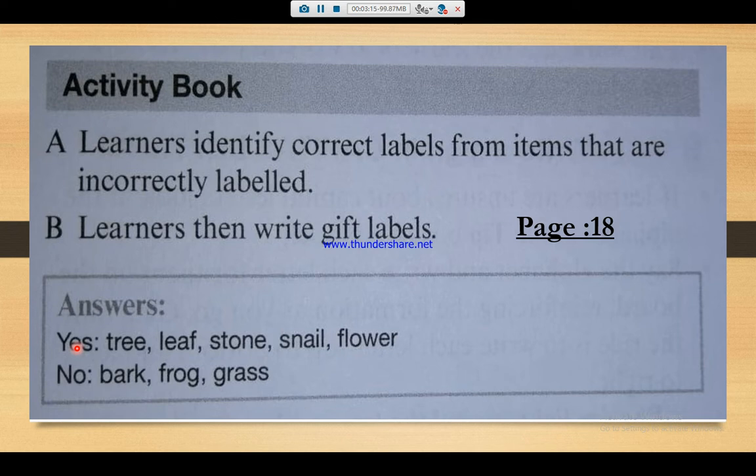The second exercise, which is exercise letter B, I want you to look at your books in exercise letter B. Here we are going to write a gift label. So, how many gift labels do we have? We have 3 gift labels. So write the labels for these presents. Who will you send each present to? So we have 3 gift labels.